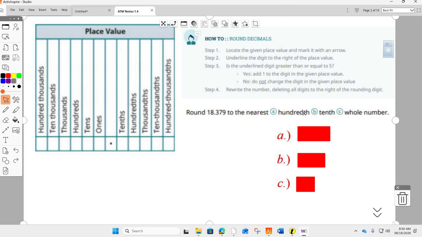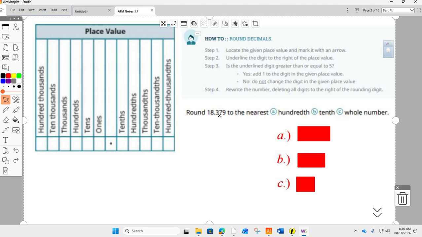to round to. Rounding to the 100th place. The first thing you need to do is find that place value. So in this number 18.379, these are the 10s, these are the 1s, this is the 10th, the 100th, and the 1000th, right? So if we're rounding to the 100th place, find the value that is in that spot. So 7 is in the 100th place.